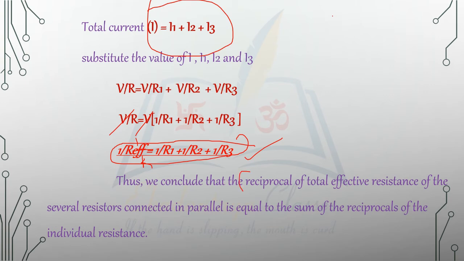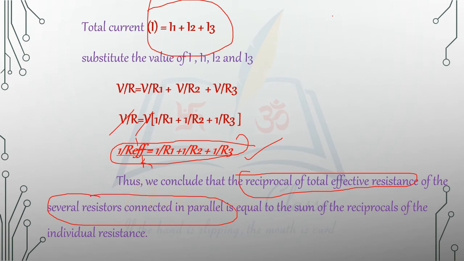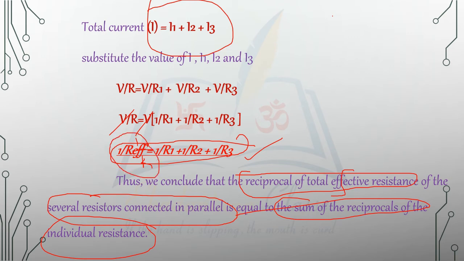Thus we conclude that the reciprocal of the total effective resistance of several resistors connected in parallel is equal to the sum of the reciprocals of the individual resistances. Here, 1 by R effective, the reciprocal of R effective, is equal to the reciprocal of R1 plus the reciprocal of R2 plus the reciprocal of R3. We can go up to Rn.